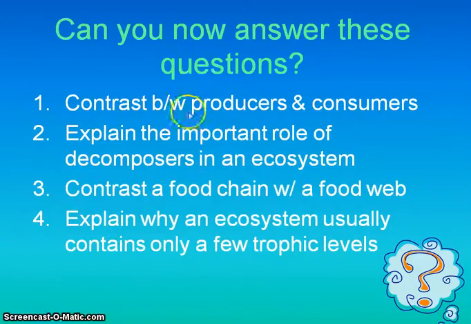So hopefully now you can contrast producers and consumers, know what decomposers are, know the differences between food chain and food web, and also why we are only going to have a few trophic levels within an ecosystem.